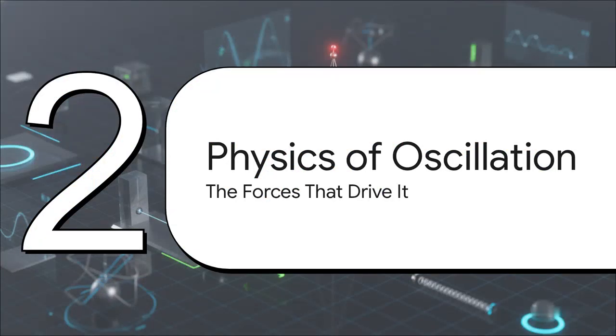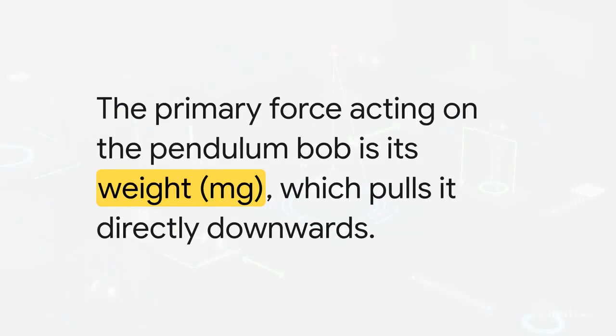Okay, so we know what it is, but why does it move the way it does? What are the forces at play that create that steady, repeating swing? Let's get into it. It all starts with gravity. No surprise there, right? The Earth is constantly pulling the bob straight down with a force we call its weight, which is just its mass times the gravitational acceleration, or mg. Now, if the pendulum is just hanging there, not moving, the tension in the string just cancels that force out. But the moment you pull it to the side, things get interesting.